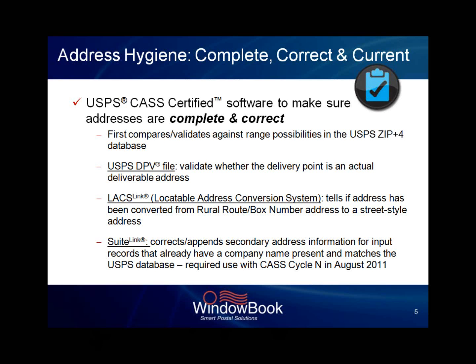The next step is a more finite level of validation using the DPV file. This validates whether or not the delivery point is an actual deliverable address. It's going to tell you whether or not that 123 Main Street, can you deliver mail there? It may go in there and say, I've got a 121 and I've got a 125. A 123 is a non-deliverable address or undeliverable address.